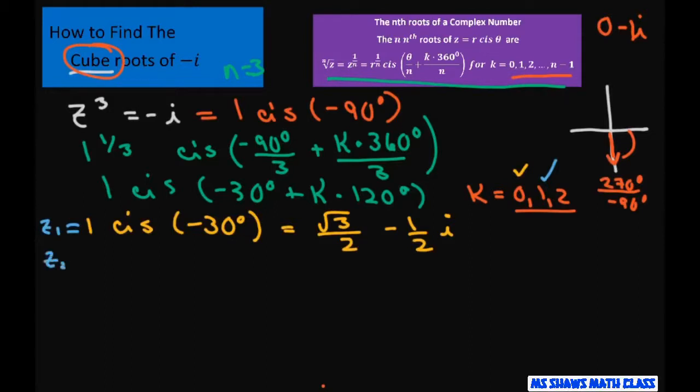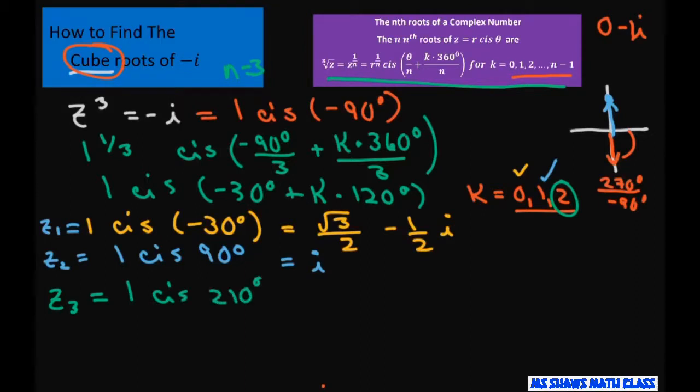So for k equals 2, for z2, we're going to get 1 cis of 90 degrees, and that's this part right here, and that just equals i. And for the last one, for k equals 2, we're going to call that z sub 3, and that's going to be 1 cis of 210 degrees.